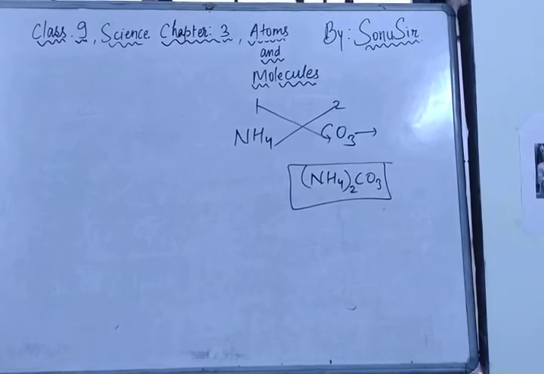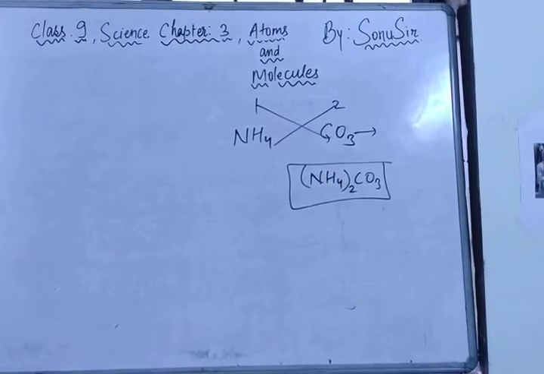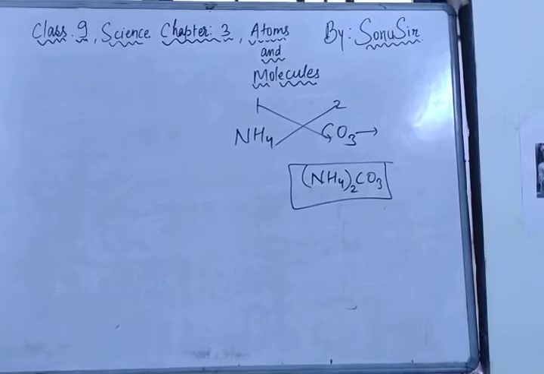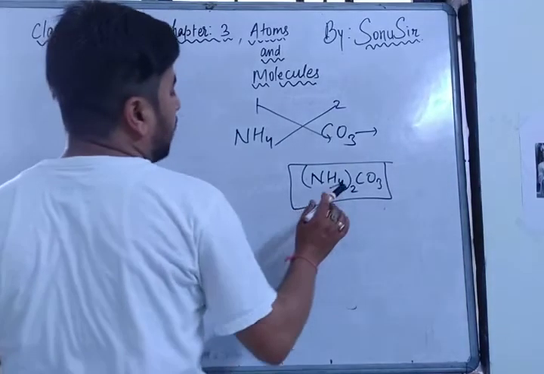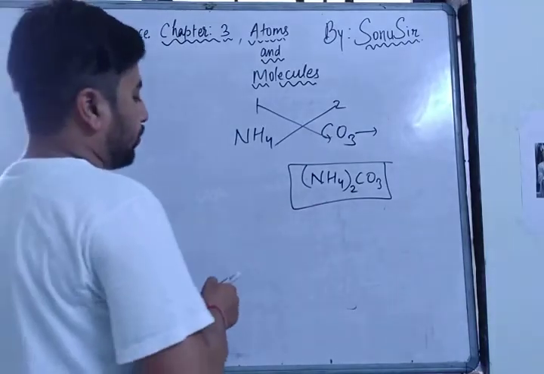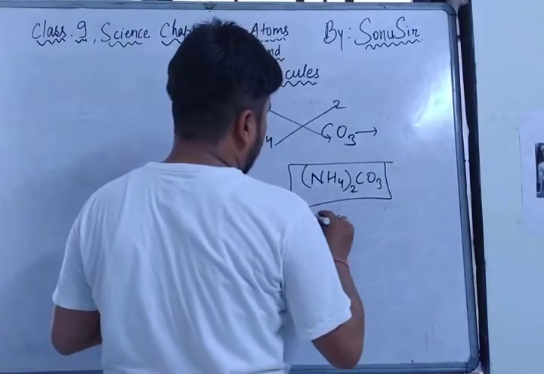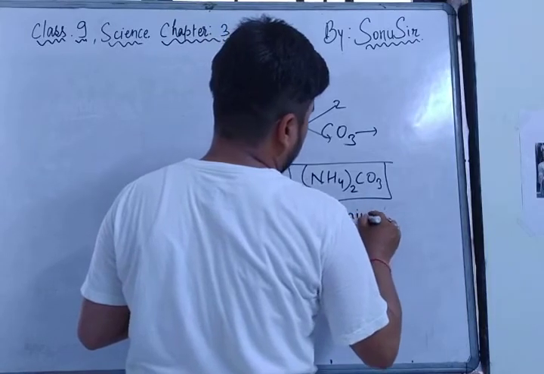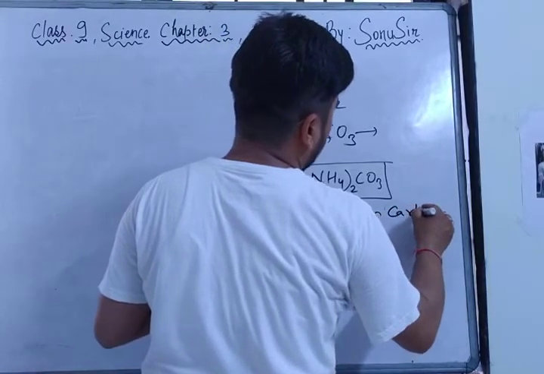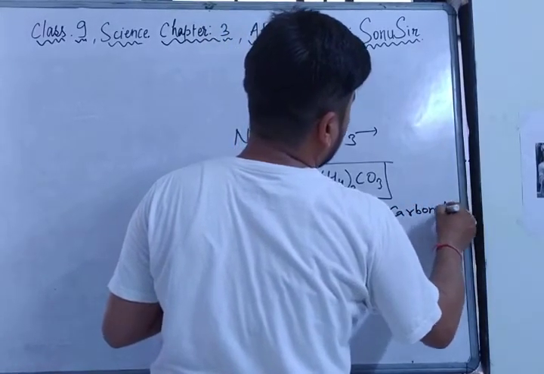If I talk about ammonium sulfate, then can you tell me, okay, one more thing, aluminium oxide. You can write their names also. If you don't know the spelling, then you can write ammonium carbonate.